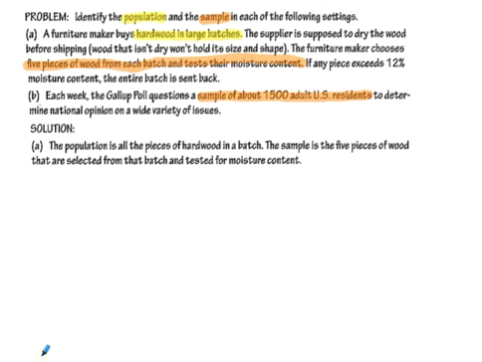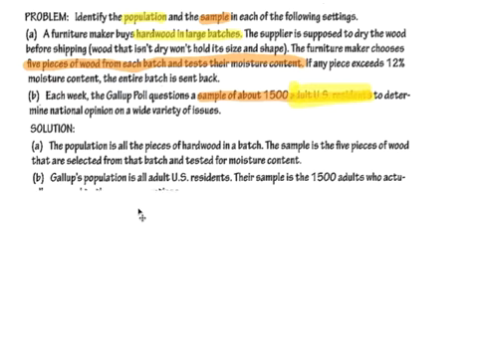If your sample is the 1,500 adult U.S. residents, that is the group you are taking information from. You have to think about where those 1,500 adult U.S. residents fit into the entire group of everybody we would be talking about. They fit into adult U.S. residents. So again, your fancy answer is: Gallup's population is all adult U.S. residents. Their sample is the 1,500 adults who actually respond to the survey questions.